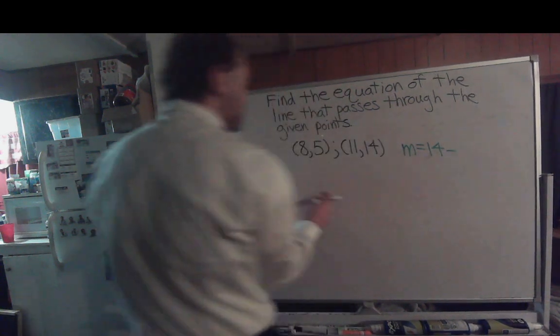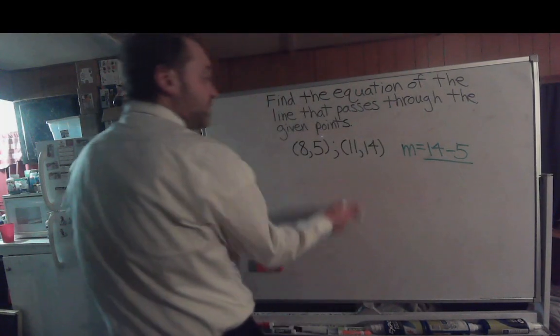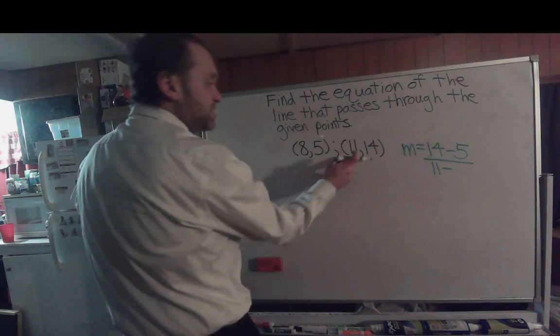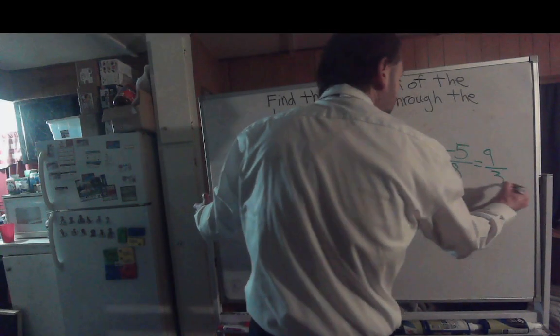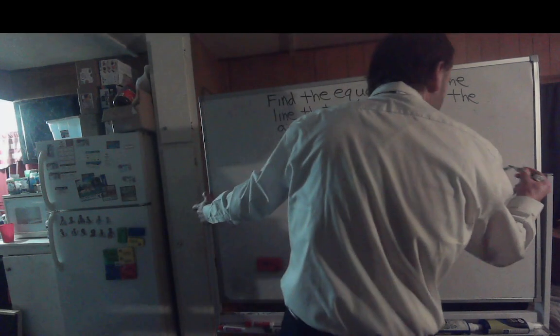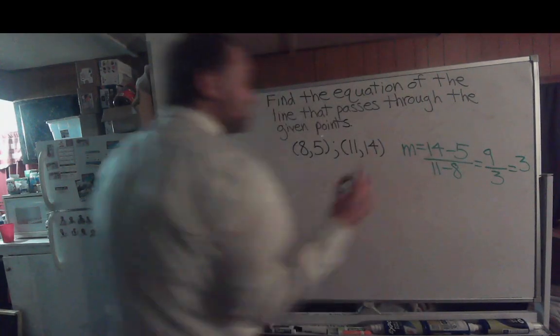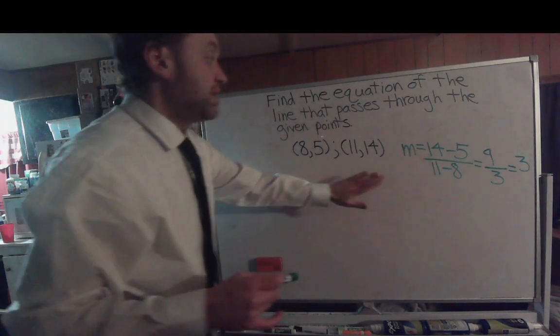So the slope, of course, is your second y-coordinate of 14 minus your first y-coordinate of 5 divided by your second x-coordinate of 11 minus your first x-coordinate of 8, which would give you 14 minus 5 is 9, and then 11 minus 8 is 3. 9 divided by 3 is just 3. So we found the slope of this line to be 3.